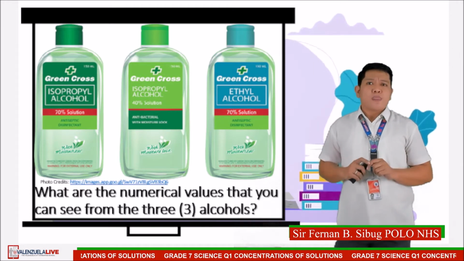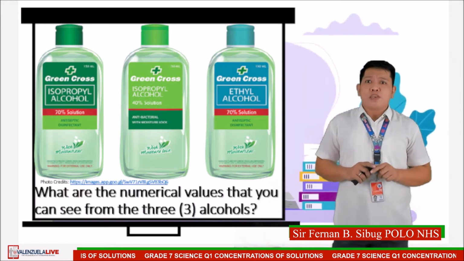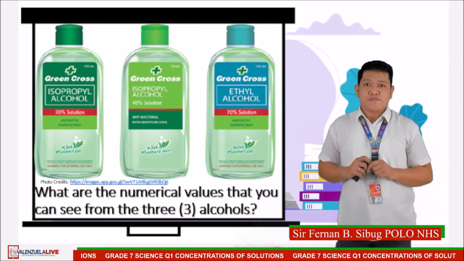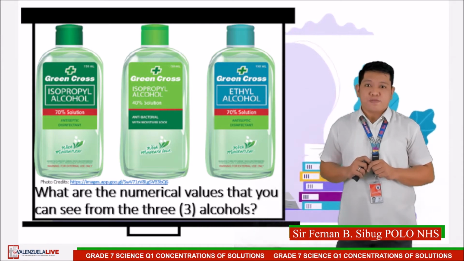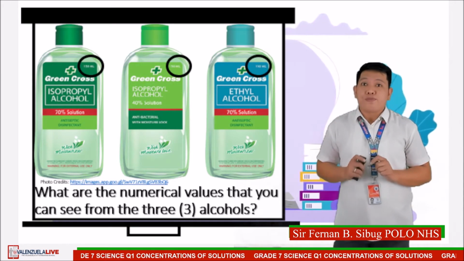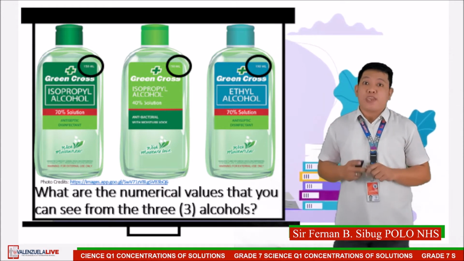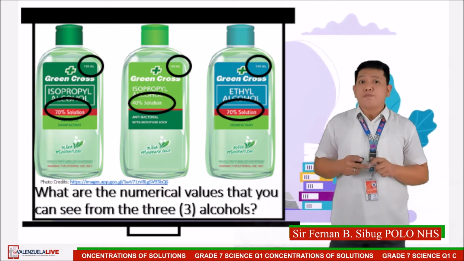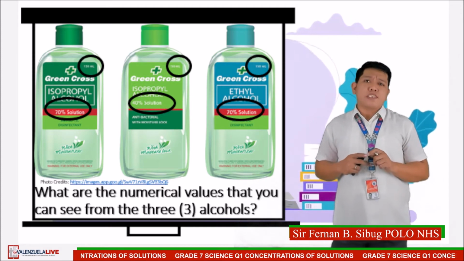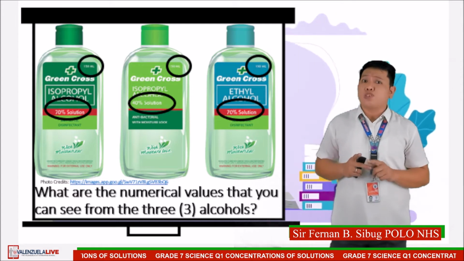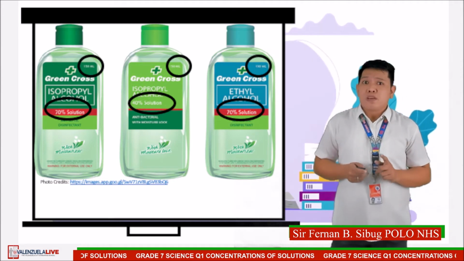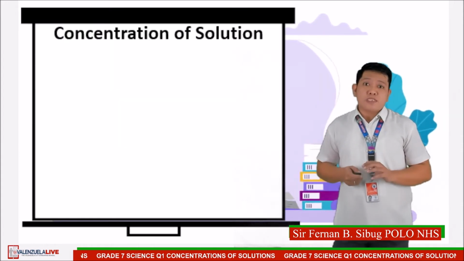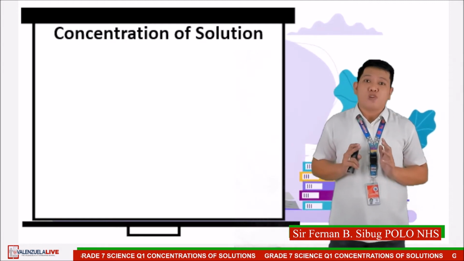Next one. What are the numerical values that you can see from the three alcohols? Correct. We have 150 ml as the volume of the three alcohol solutions, and we also have 70% and 40% solution. What does this 70% and 40% solution mean? The 70% and 40% solution means, or this is the concentration of solution.